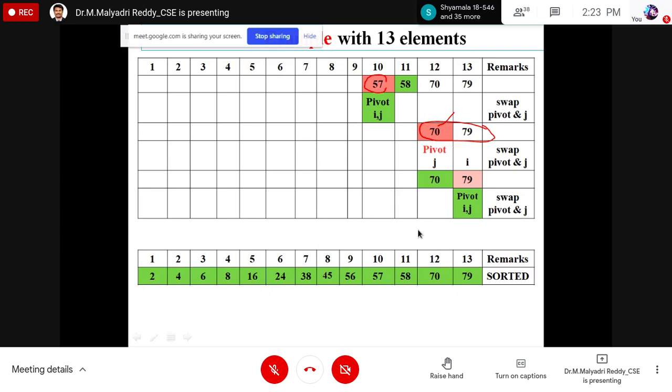So then it is compared. The i value stops the iteration, and j is itself. So 70 is also sorted. This is 79. So finally we will get the sorted array. This is the procedure behind quick sort using divide and conquer.